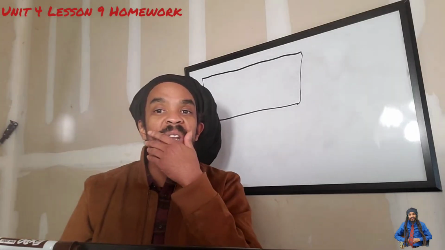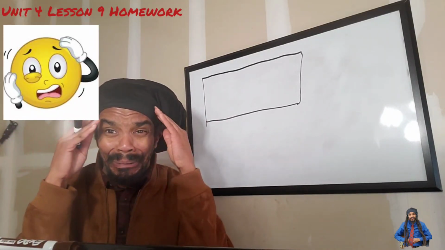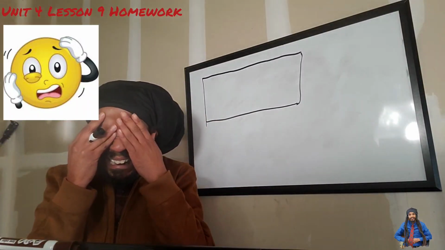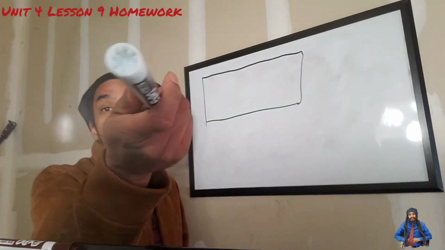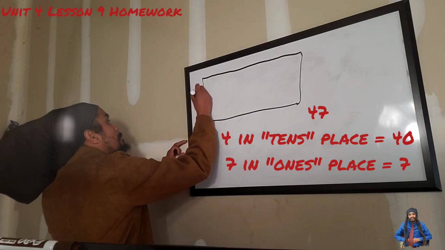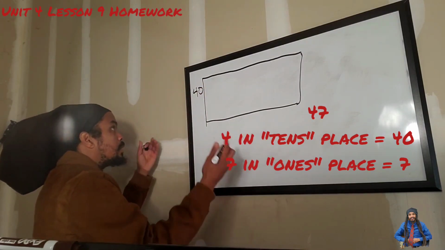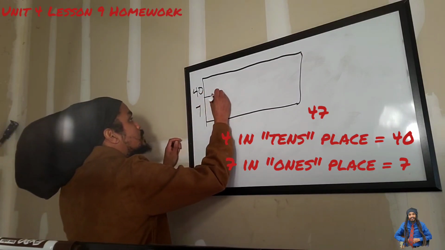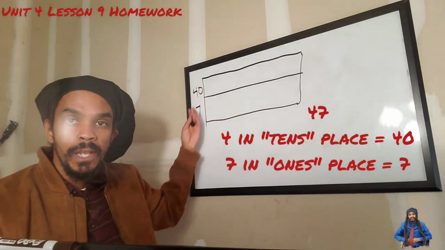So how would I break down 47? How? Tell me. I don't know what to do. I'm so confused. Oh, okay. One of y'all said it and I heard you. You said break down the 47 into 40, because you got a 4 in the tens place. 4 times 10 is 40. And break down that 7 that's in the ones place. It's just by itself. Okay? So 40 and 7, we got our 47 represented.